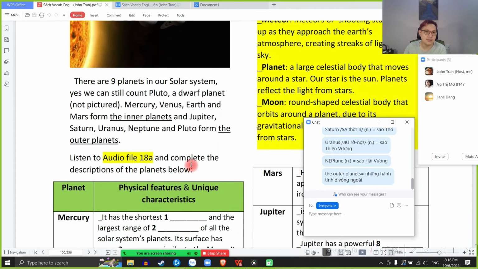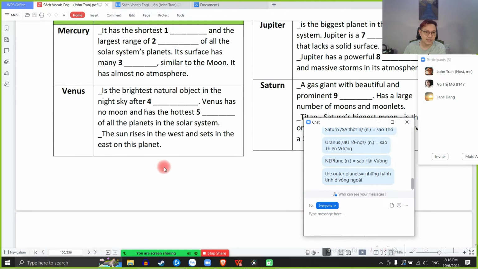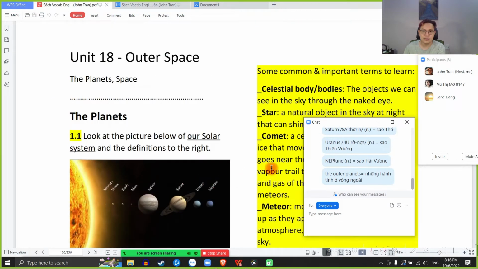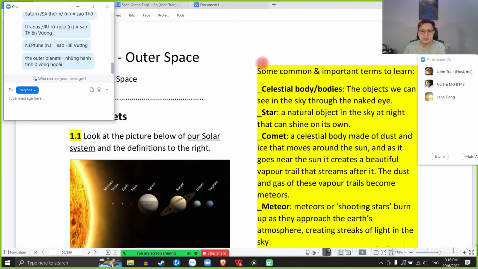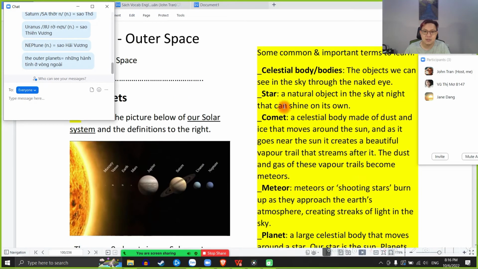So you need to listen to audio file 18A and complete the descriptions of the planets below. But before that, we need to look at common and important terms to learn. Trước khi mà chúng ta nghe thì chúng ta có một số cái khái niệm quan trọng, và khái niệm này là khái niệm chung luôn nha để học. So this is not something difficult. Miss Jane can read this one.